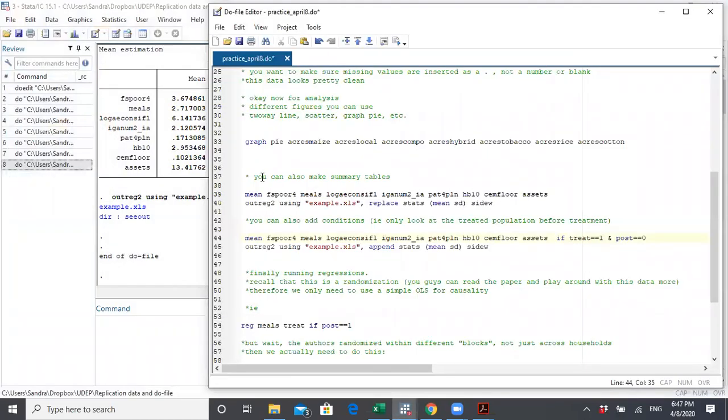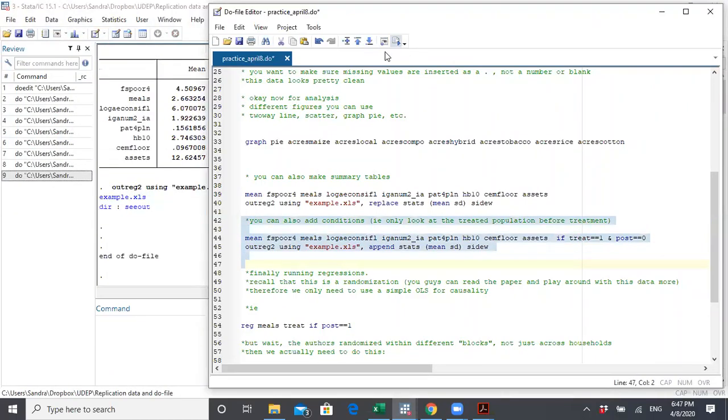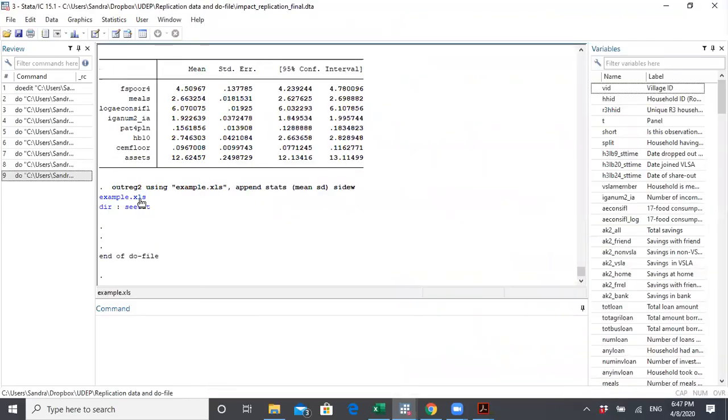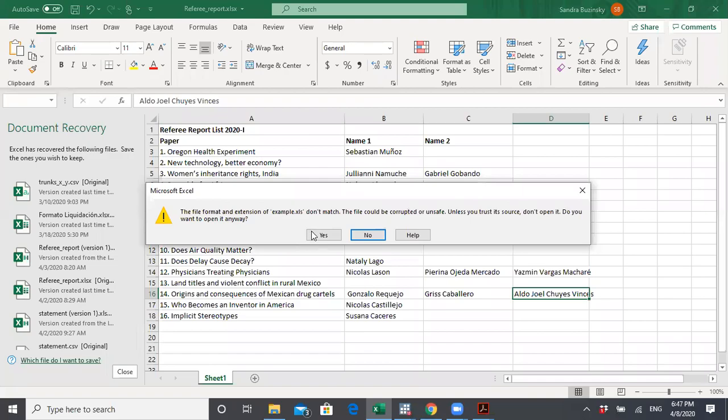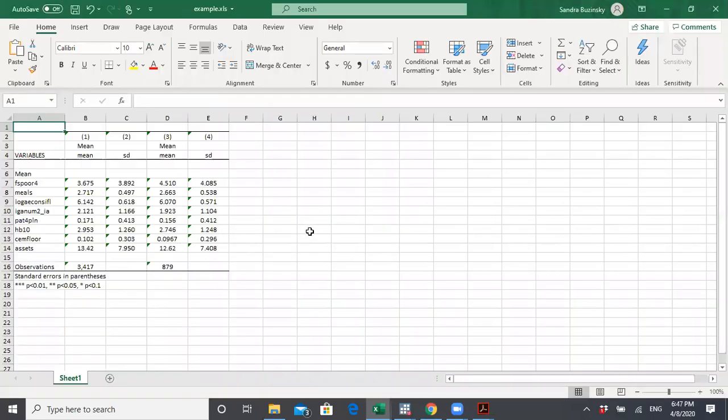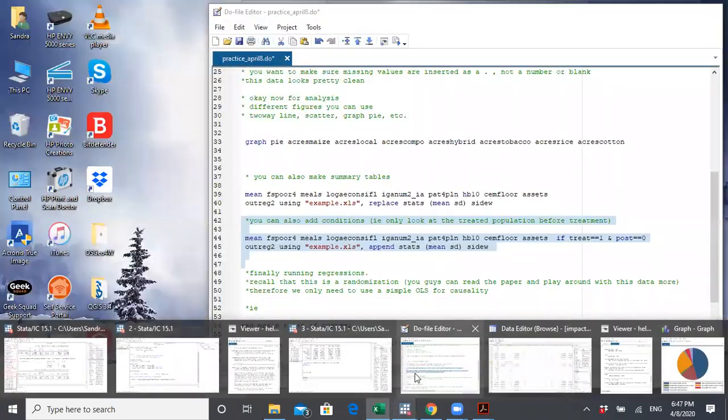Then I'll do the same thing. Now you can see I have this extra column, and this is specifically for the treatment group. This is for the full population, the first 2 columns, and then columns 3 and 4 are for the treated population, specifically before treatment.